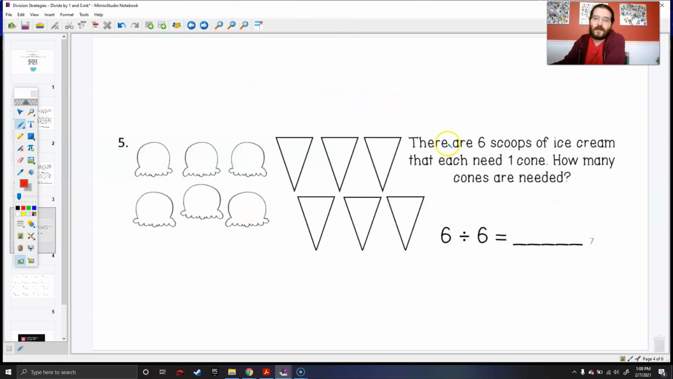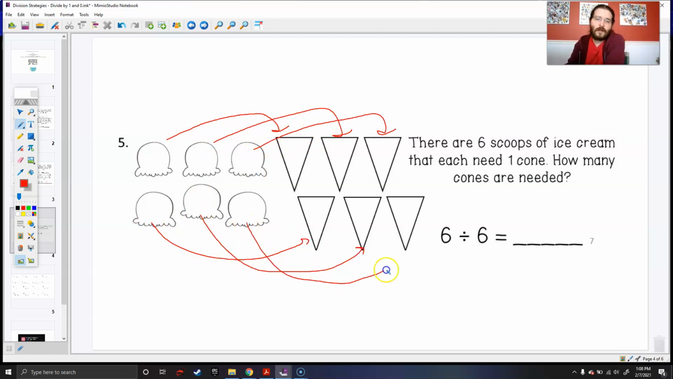All right, let's take a look at this. There are 6 scoops of ice cream that each need 1 cone. How many cones are needed? So we're looking for 6 divided by 6. So we put a scoop on each cone, so we needed 6 divided by 6. How many cones are needed? 6 divided by 6 is 1.